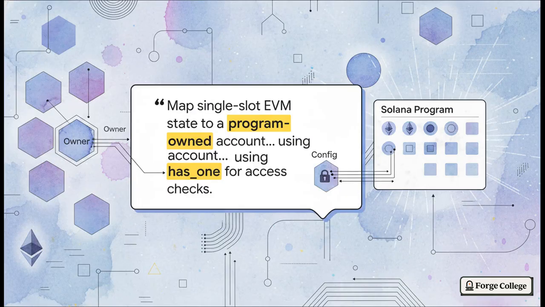Which brings us to our official catalog rationale for this pattern. We use a config account initialized at deployment to replicate that single slot EVM state. See, in Ethereum, that owner variable is just chilling in a storage slot on the contract. But over in Solana, because programs are stateless, we literally have to map that single slot state to a dedicated program-owned account that has a fixed identity. It's a completely different way of thinking about state.